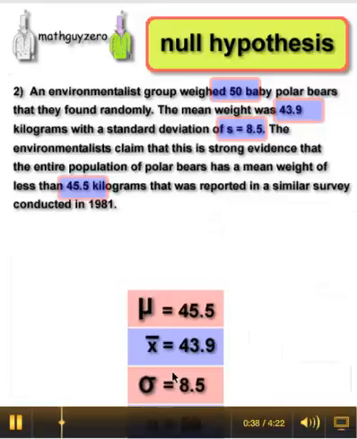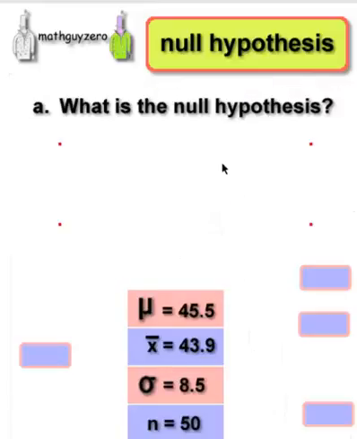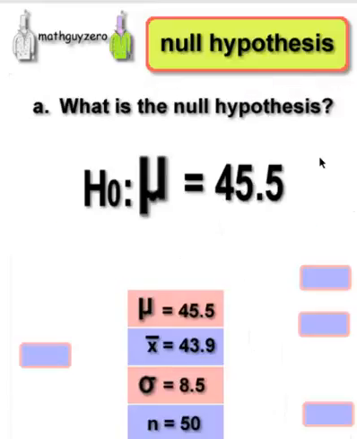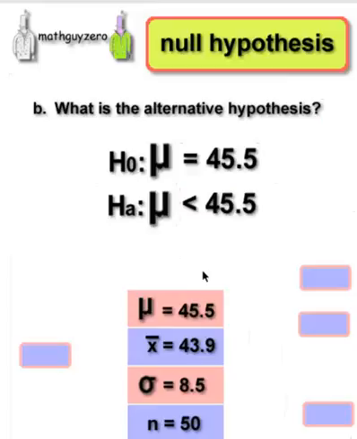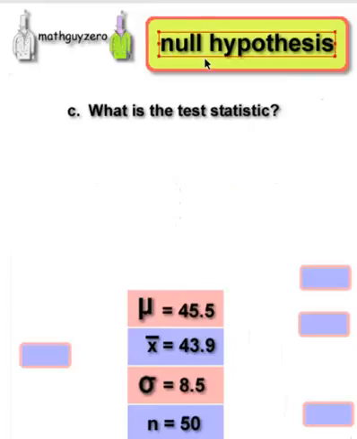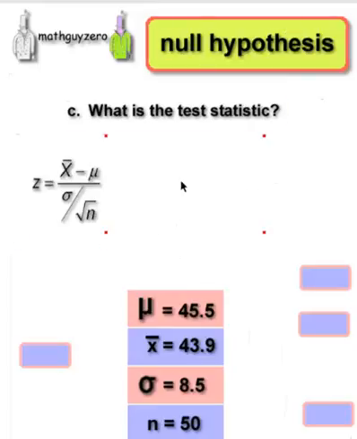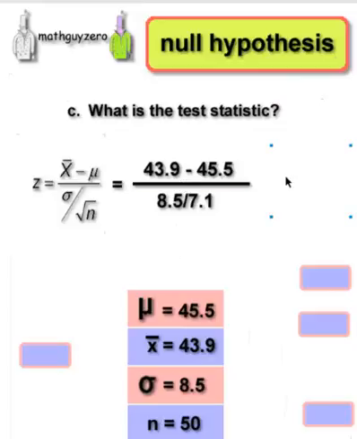Okay, so we have the data. Let's go through the process. Step 1, null hypothesis. They're just stating that the average is 45.5. And then the environmentalists are saying, no, that it is less than. Let's go ahead and find our test statistic with the formula. Plug in your data. Get a z-score.